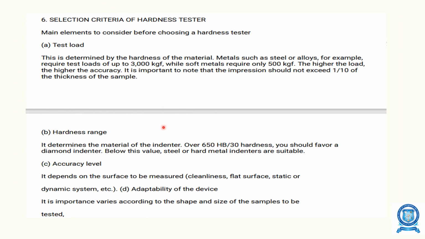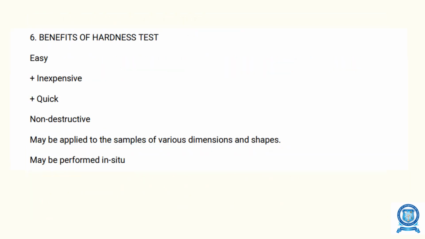The selection criteria for the hardness tester: we have to test the load, identify the hardness range, and identify the accuracy level of the material. These are the selection criteria before going for the hardness test. And the benefits of hardness tests are that it is a very easy method. You can do this test very easily. It is inexpensive, and we can do the test faster. It is quick and non-restrictive, may be applied to samples of various dimensions, and is safe.